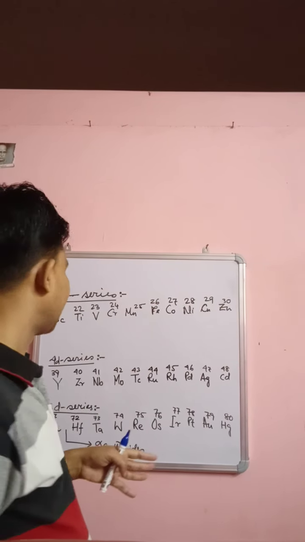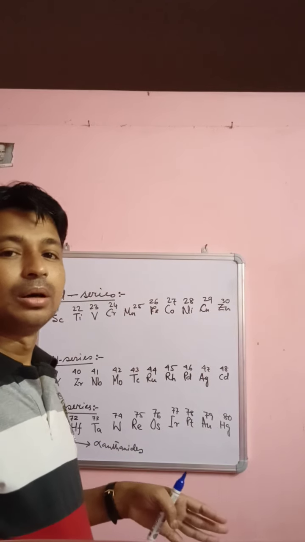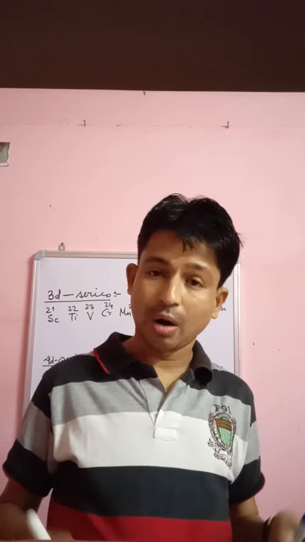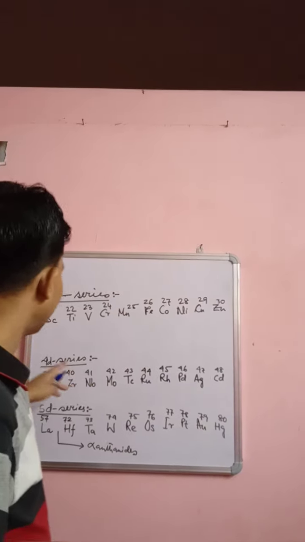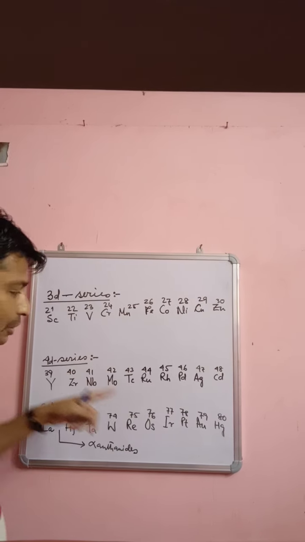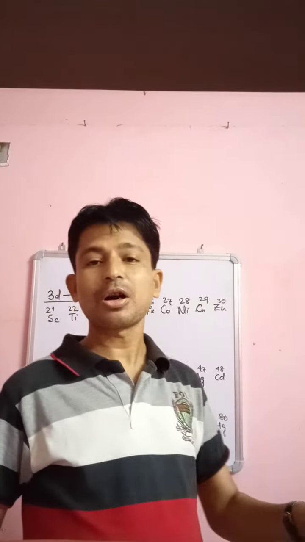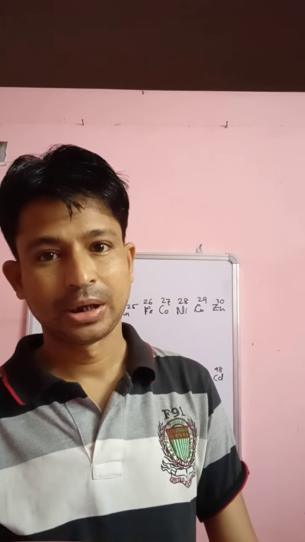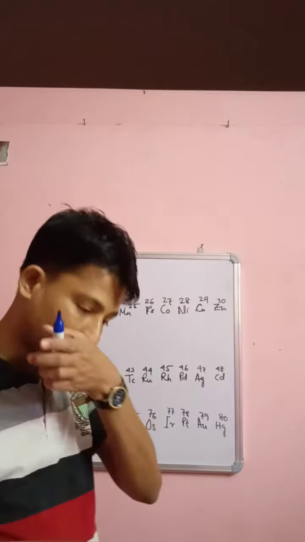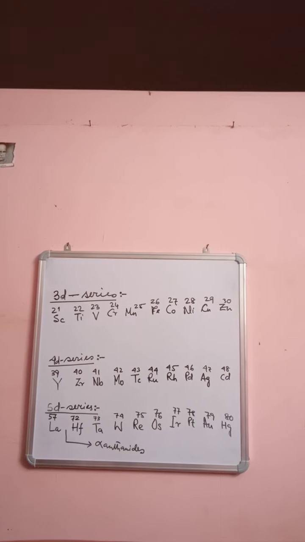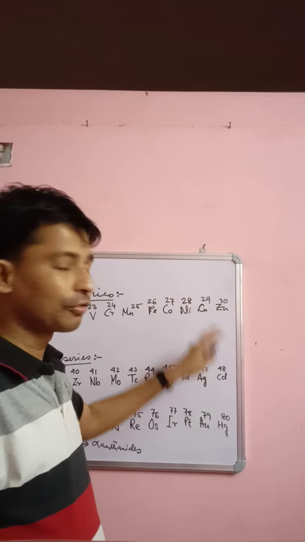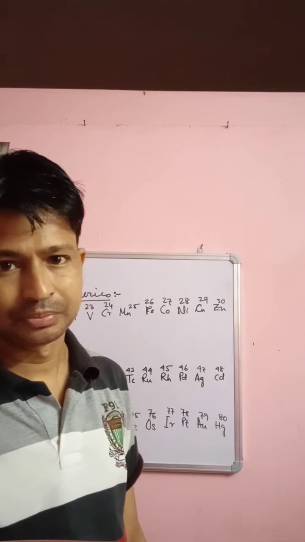So I think for your exam purpose, or throughout your life, you should know at least these 3D series, 4D series and 5D series. If you do not know their atomic number, you cannot write the electronic configuration. If you cannot write their electronic configuration, you cannot find their oxidation states. So many questions come from this part of your D block elements.